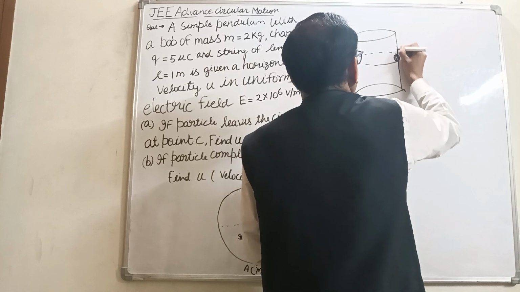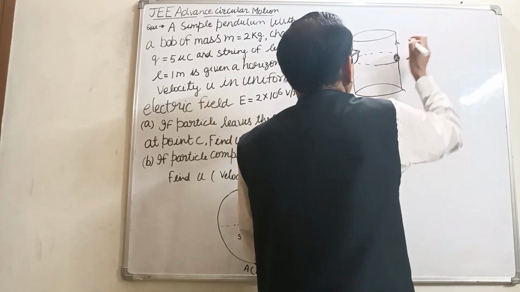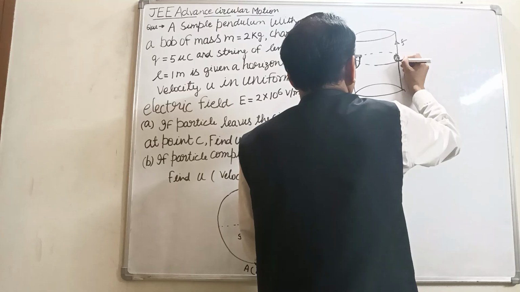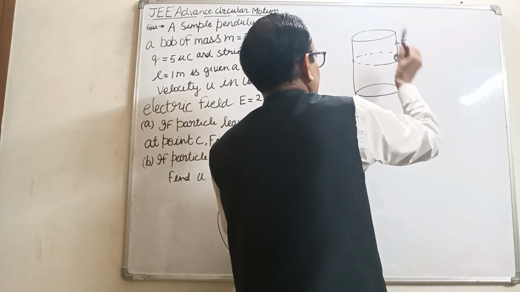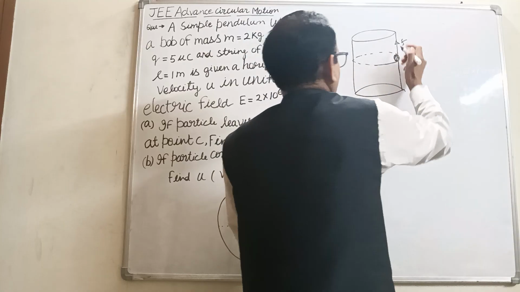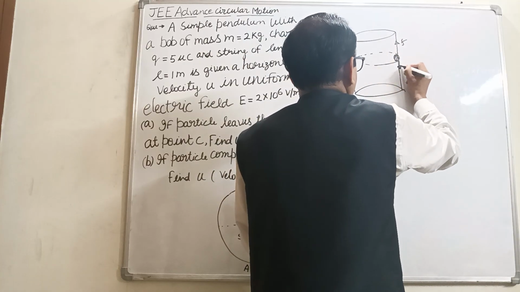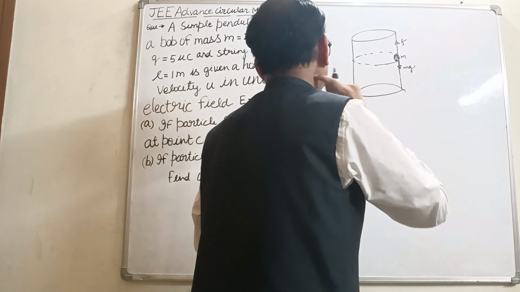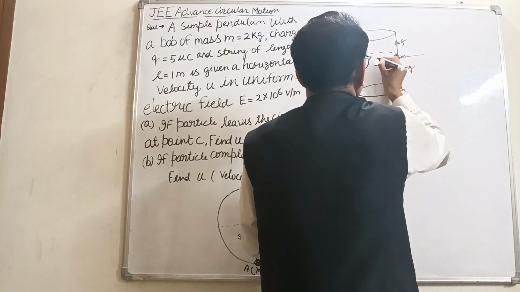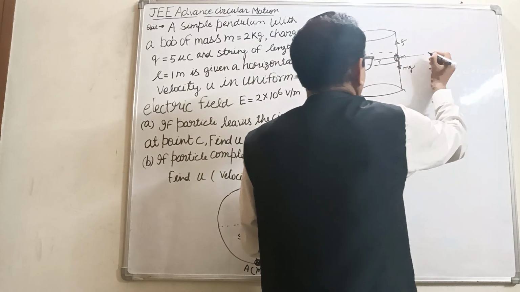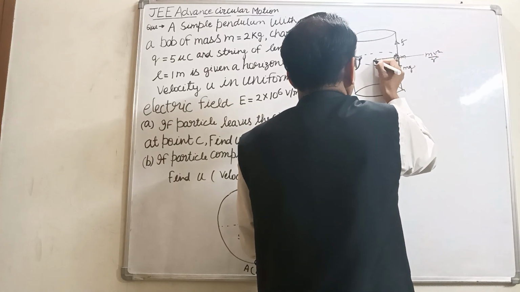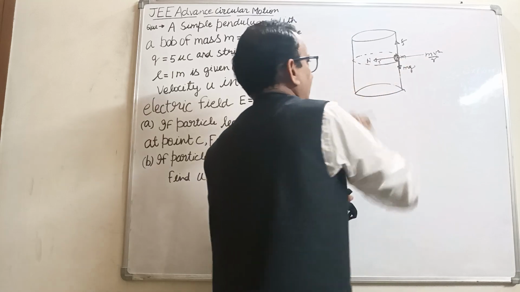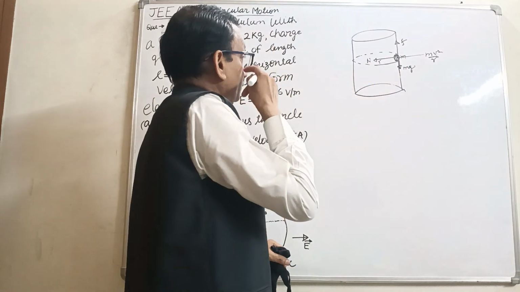So a friction force is acting upward. The bicycle is rotating on this wall. So friction would be upward, and the body having mass m, gravitational force is acting downward. Suppose the radius is r, so mv square upon r, the centrifugal force, is acting outward, and the normal force by the wall acting on the bicycle is N.